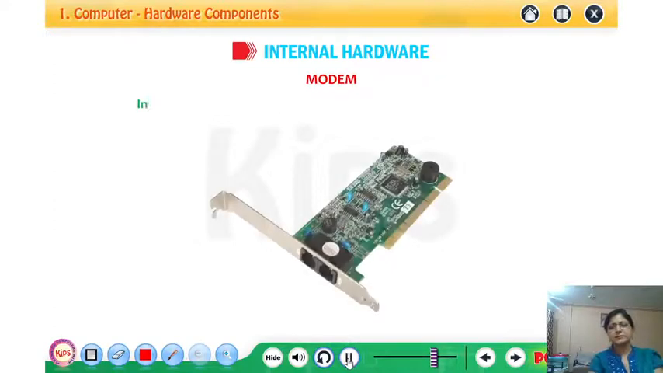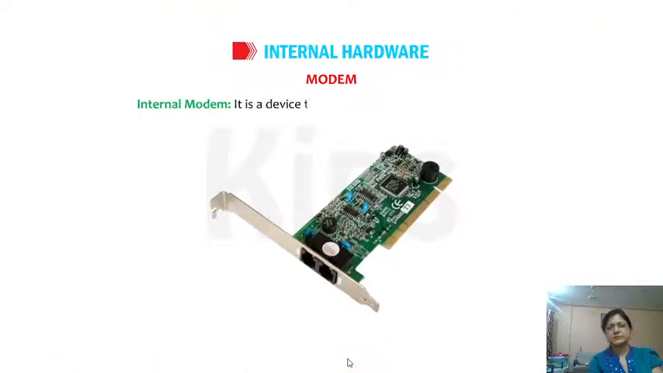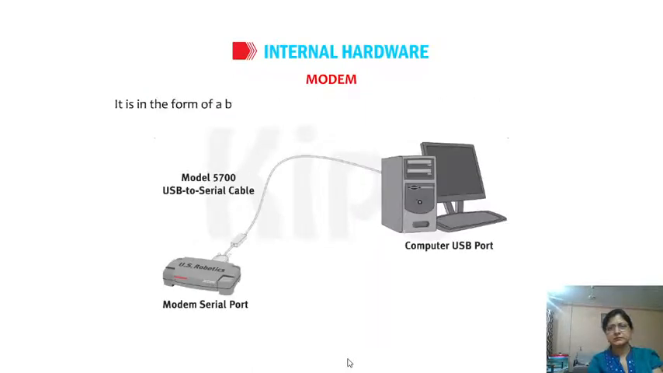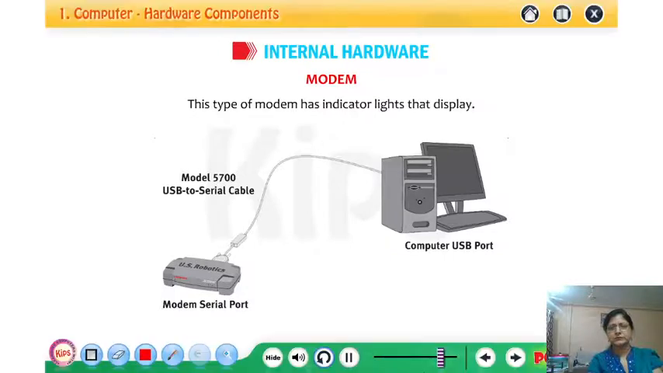Internal modem. It is a device that is already installed in the computer. It is in the form of a card that is inserted into one of the slots on the main board. External modem. It is a modem that is installed outside the CPU. It is in the form of a box that is normally connected to the USB port of a computer. This type of modem has indicator lights that display.